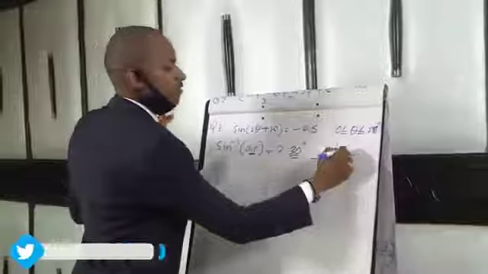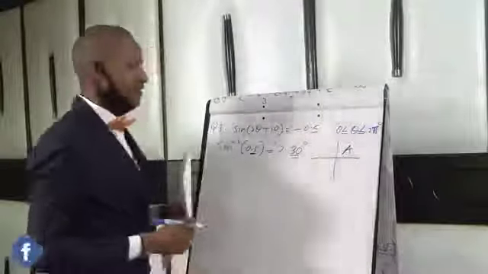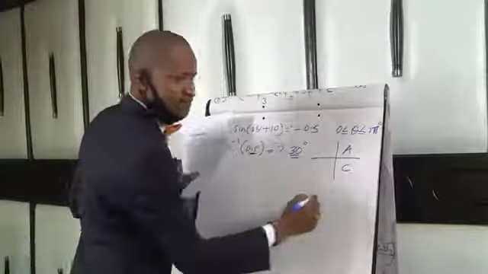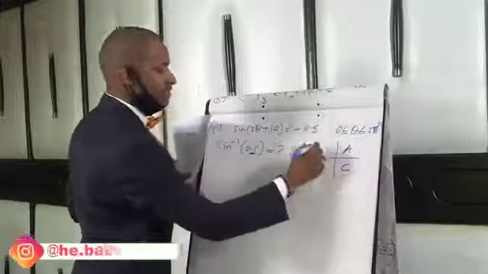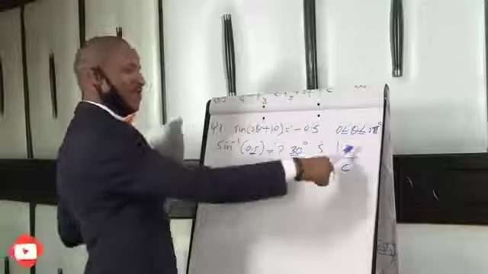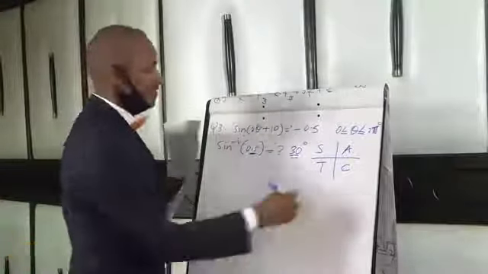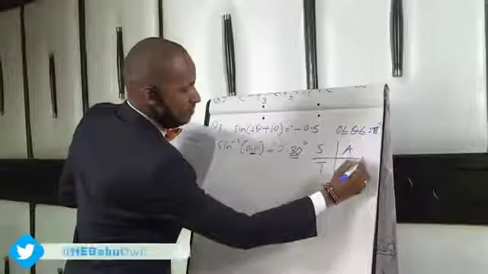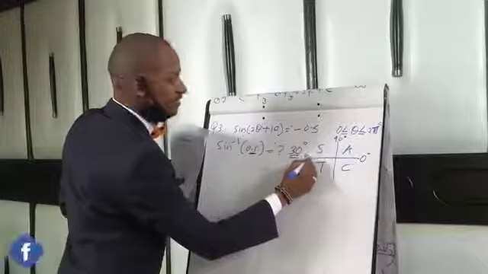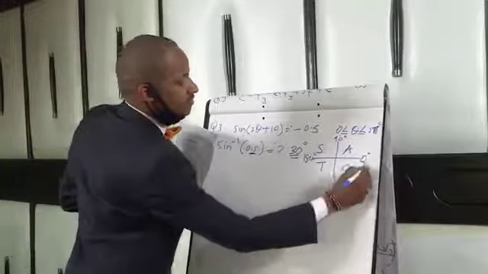we say all, when I was in my Form 4, I used to remember it as all Christians terrorizing Satan. Or all students take coffee. So this angle is 0 degrees, this is 90 degrees, this angle is 180 degrees, this angle is 270 degrees, and this angle again is 360 degrees.